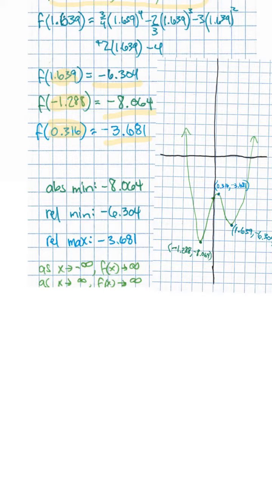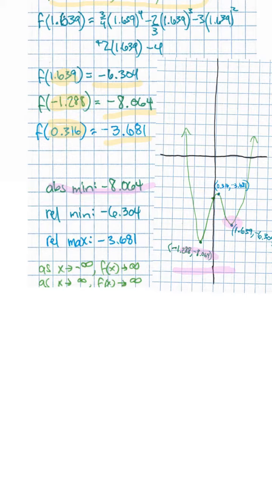And now for extreme values. Now again, I'm not looking for points, ordered pairs. I'm looking for the y values, the output values that are extreme values. There is an absolute minimum, right? The function bottoms out and it never gets lower than it does at this point here. So I have an absolute minimum at -8.064.